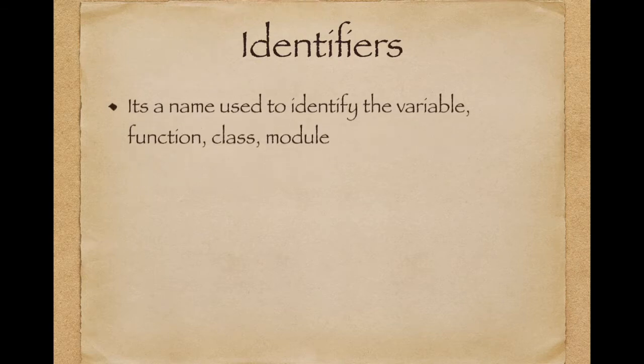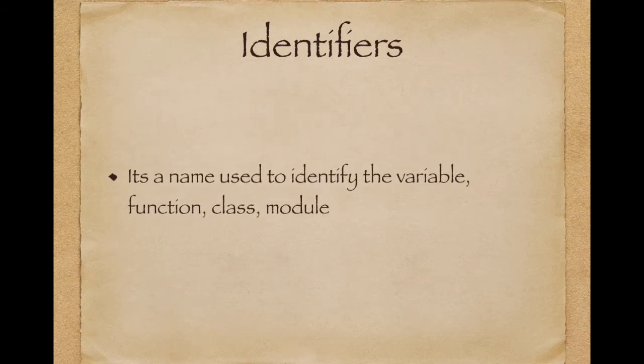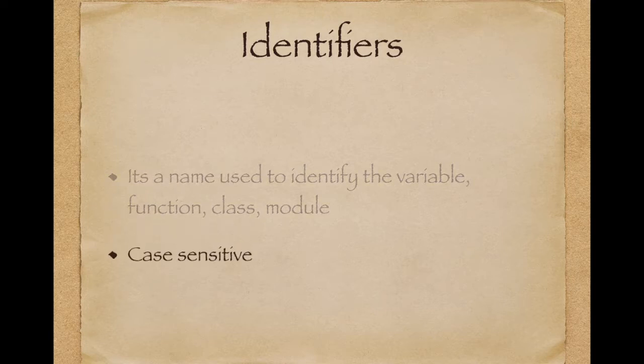Next we'll see the identifiers. So what do you mean by identifiers? You want to identify whether it is a variable, a function, a class, a module, or an object. That is what we call identifiers, and in every programming language we have these identifiers, and it is very case sensitive here. In Python it's very case sensitive.